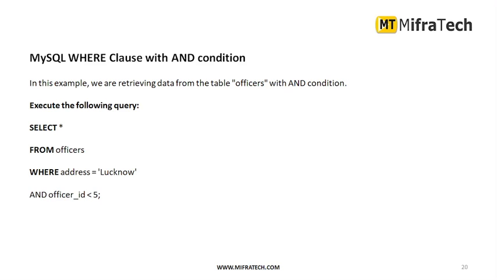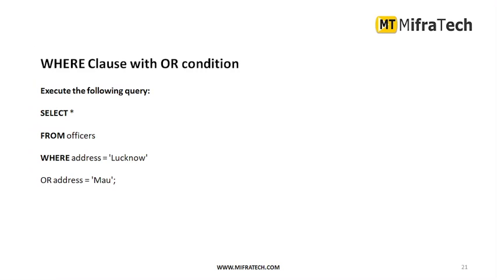For example, select staff from officers where address is Lucknow and officer's ID is 5. We are finding out from the officers table, the officers database, where the address is Lucknow and the ID is the same, where we have to find some person. We have seen it from officers: Lucknow and officer's ID is 5. This will display how many officers are there in Lucknow.